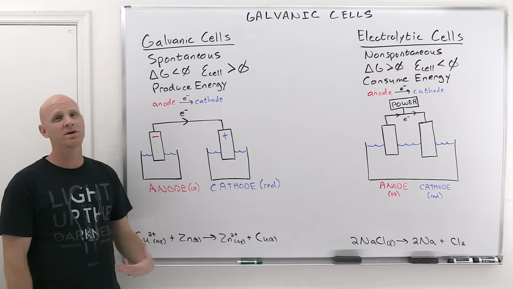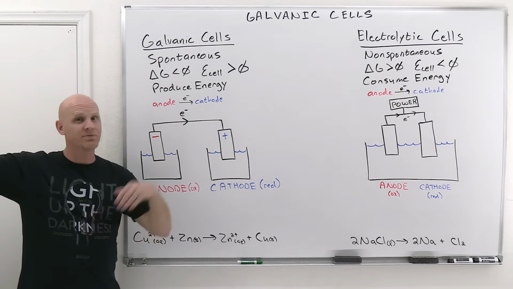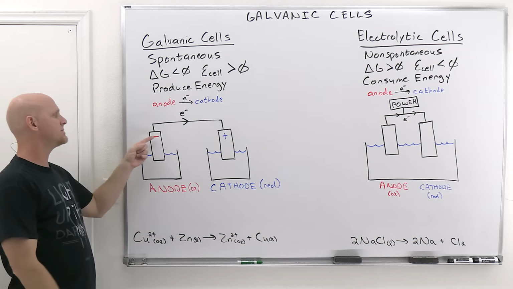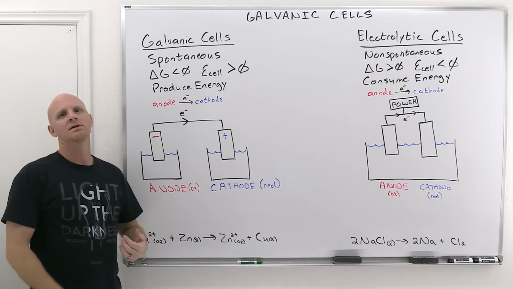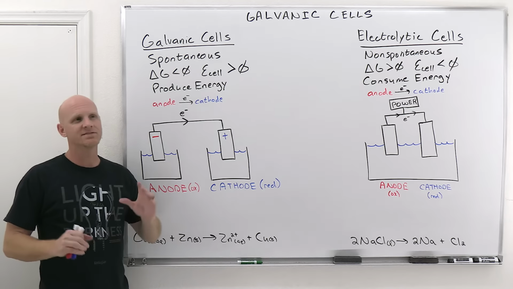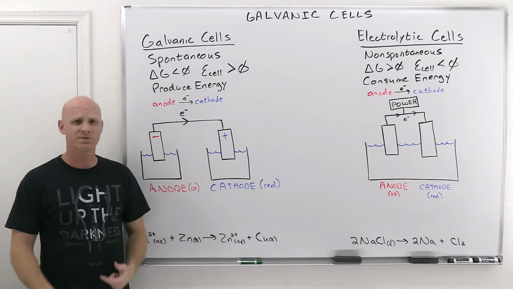So the electrons are still going from higher potential energy to lower potential energy, but they're going from lower potential to higher potential. Cool. I just want to make that clear. It's not super duper important. I just didn't want to confuse anybody.